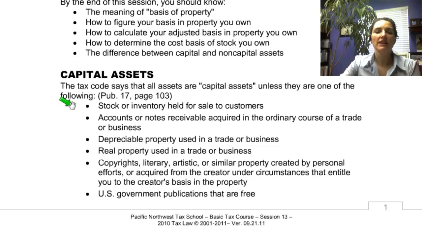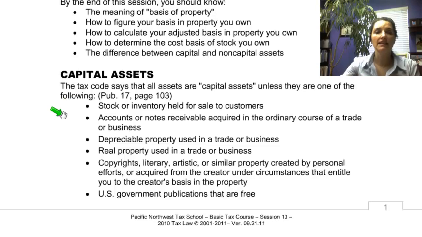Well, stock or inventory held for sale to customers. So if you walk into a retail store and you see items on the shelf, those are not capital assets to the store. But if you buy them, then they become a capital asset to you because they're not held by you for sale. Another example of an inventoriable item would be in a manufacturing business where you're purchasing product that you use to manufacture another product. And those inventoriable products and the finished product that you have manufactured, both of those are not capital assets.